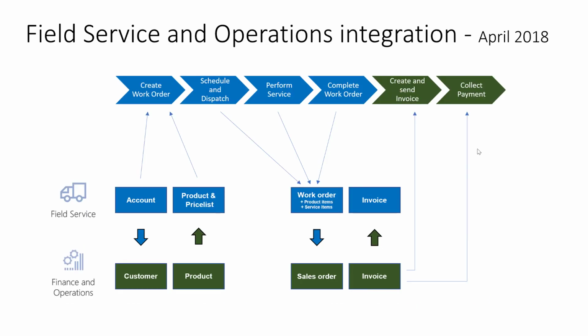But let's take a look at this. So this is the scenario that we imagined. You would create a work order. For this you would need your account and products. We already have that synchronized. The products we have added a little extra to ensure that we have the field service information. Then you would go ahead, schedule and dispatch your work order. The technician would go out and perform the service, and then finally complete the work order. All of this would happen in the field service module on the work order.